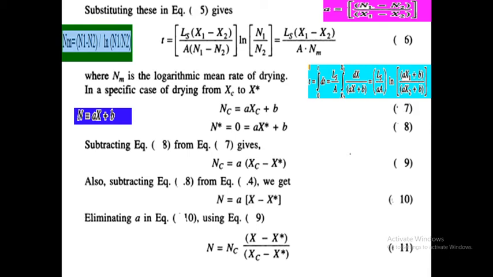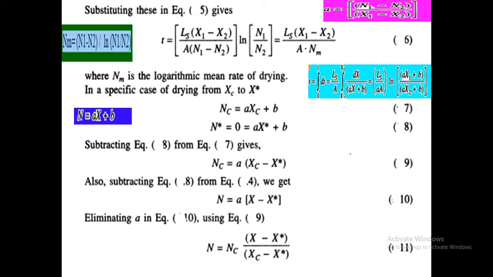What is the Nm? Nm is the logarithmic mean rate of drying. Nm is equal to N1 minus N2 by ln of N1 by N2. So for our case, ln of N1 by N2 by N1 minus N2 is the reverse value, so it is divided by Nm. So this is the final expression: small t is equal to Ls into x1 minus x2 by capital A into Nm. This is the sixth expression.